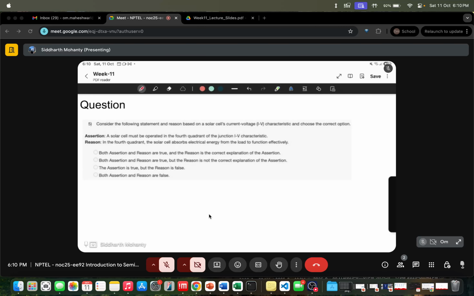All right, let's look at this question. The question says, consider the following statement and reason based on solar cells, current voltage IV characteristics, and choose the correct option. Assertion: a solar cell must be operated in the fourth quadrant of the junction IV characteristics. Reason: in the fourth quadrant, solar cell absorbs electrical energy from the load to function effectively. So, which are true, or both are true, or both are wrong?